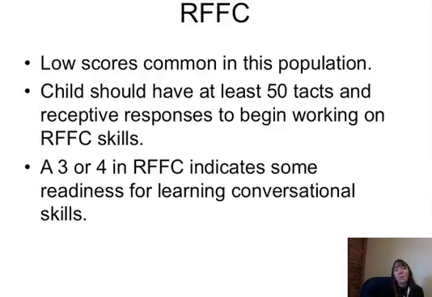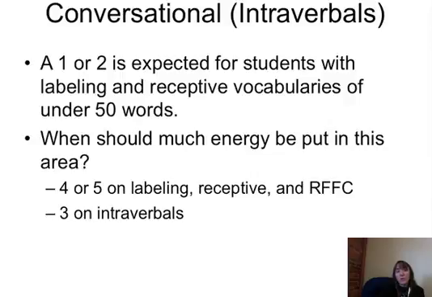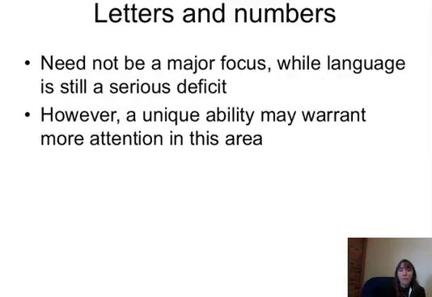RFFC, they point out that low scores are very common in this population, and it's a later term curricular issue. They should have at least 50 tacts and receptive responses before we really start working on RFFC. But if we get a 3 or a 4 in RFFC, we might have some readiness for conversational skills. In the intraverbals, they're saying a 1 or a 2 would be absolutely expected for those whose receptive vocabularies are under 50 words, and we don't put a lot of energy into this area until we've got a 4 or 5 on labeling, receptive, and RFFC, and a 3 on intraverbals.